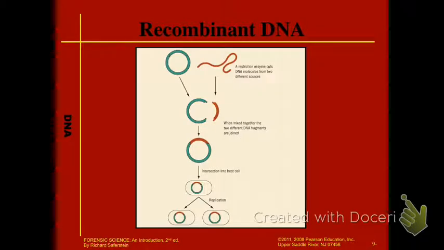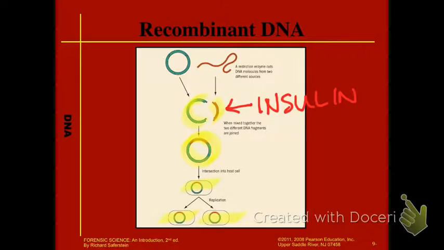Here's a diagram of recombinant DNA. Over here we have bacterial DNA, and then here's, let's say, the human insulin gene. That's inserted into the circular DNA of the bacterial cell. That DNA is put back into the host cells, and then it'll divide and multiply and produce human insulin.